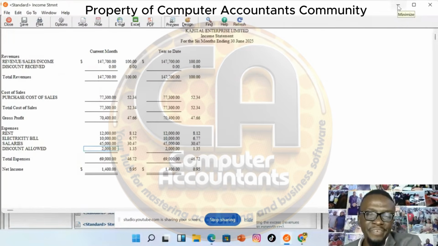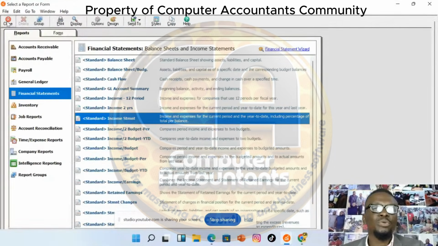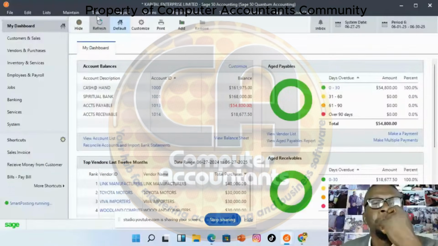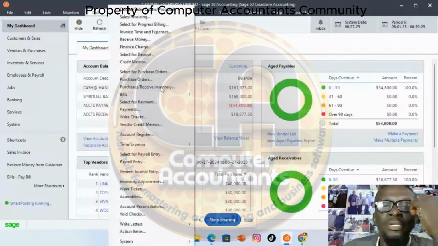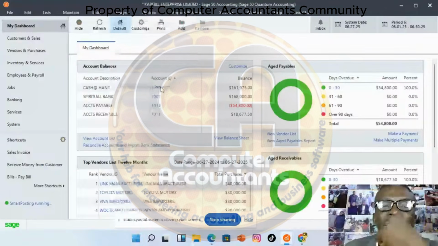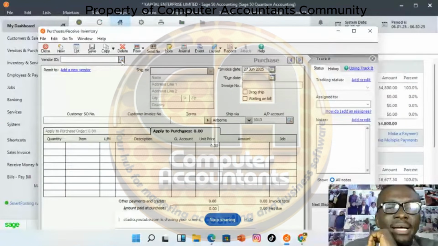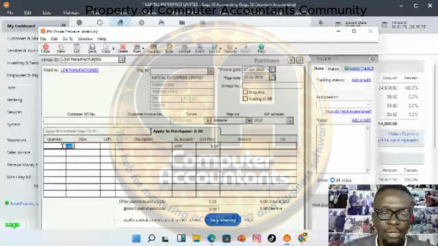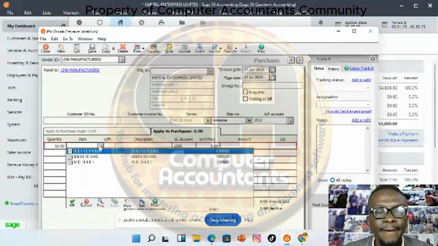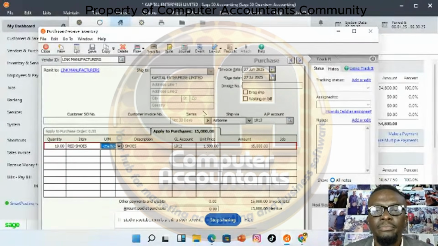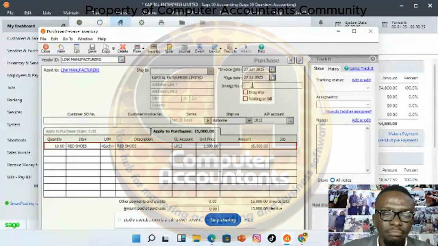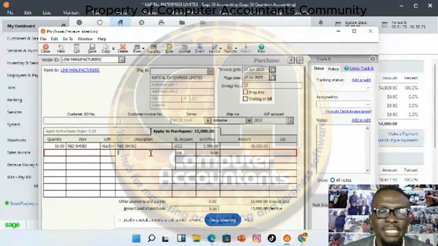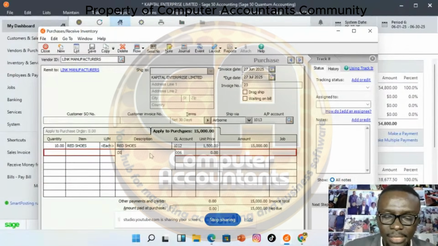Now let's look at discount received from the vendor side. Let's do that, both trading and purchases. Select purchases, receive inventory. Let's buy 10 red shoes from him. So at the point of making this purchase, we say, okay, please give us discount. So we have discount received, right?